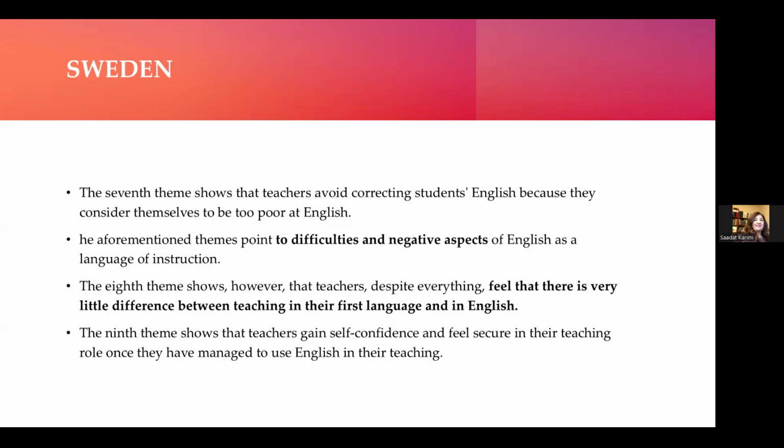All these themes point to difficulties and negative aspects of English as a language of instruction. The eighth theme shows, however, that the teachers, despite everything, feel that there is very little difference between teaching in their first language and in English. The ninth theme shows that teachers gain self-confidence and feel secure in their teaching role once they have managed to use English in their teaching.